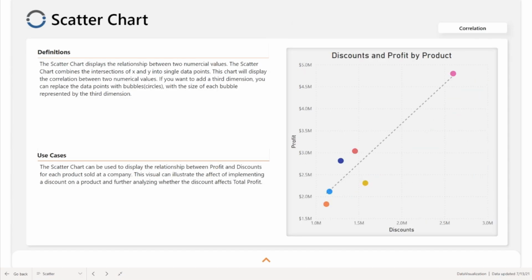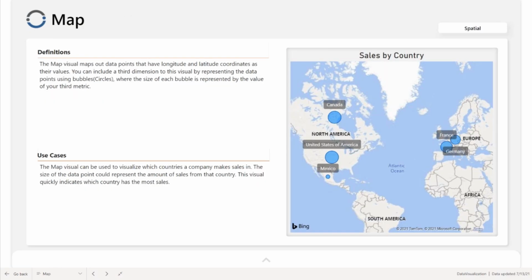The scatter chart displays the relationship between two numerical values. The scatter chart combines the intersections of y and x into single data points. This chart will display the correlation between two numerical values. If you want to add a third dimension, you can replace the data points with bubbles or circles, with the size of each bubble represented by a third dimension.